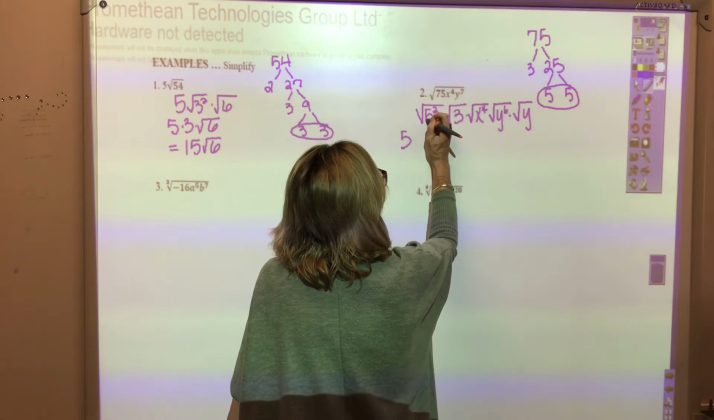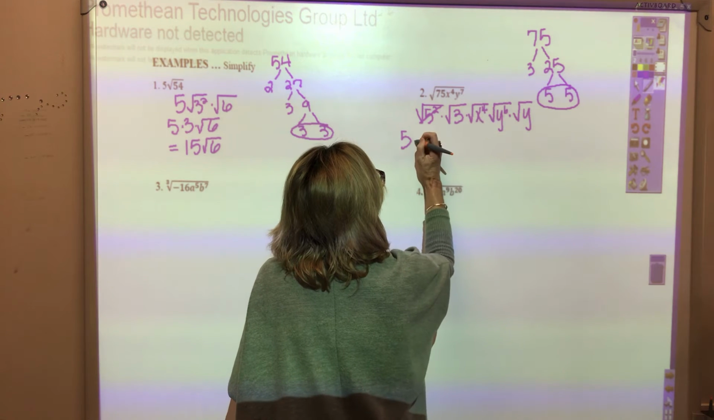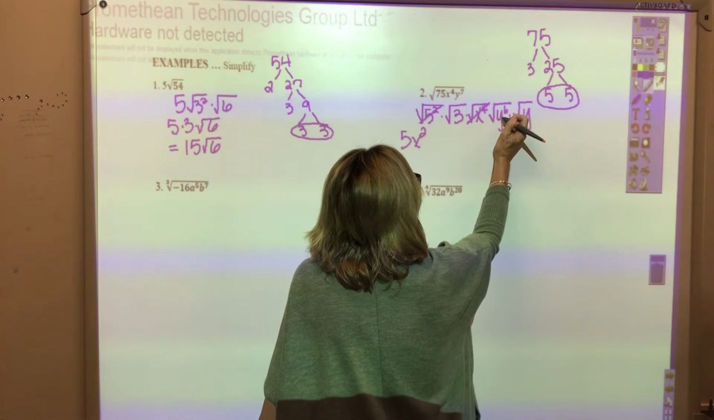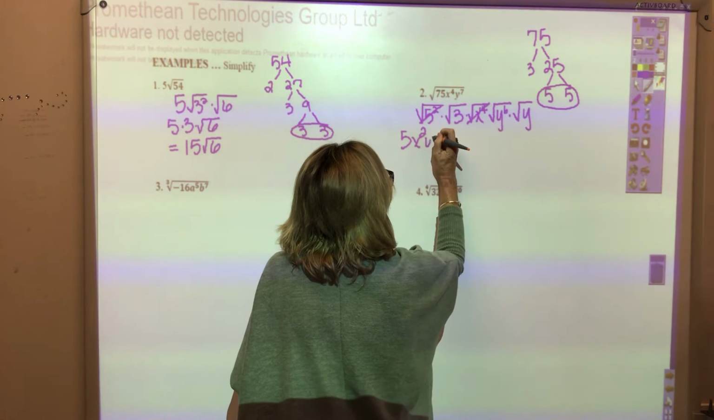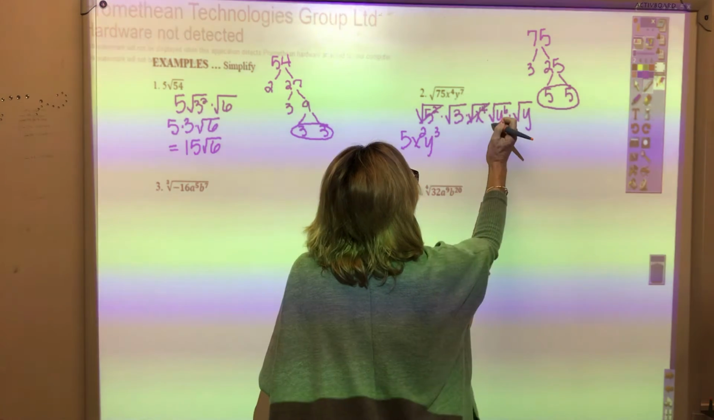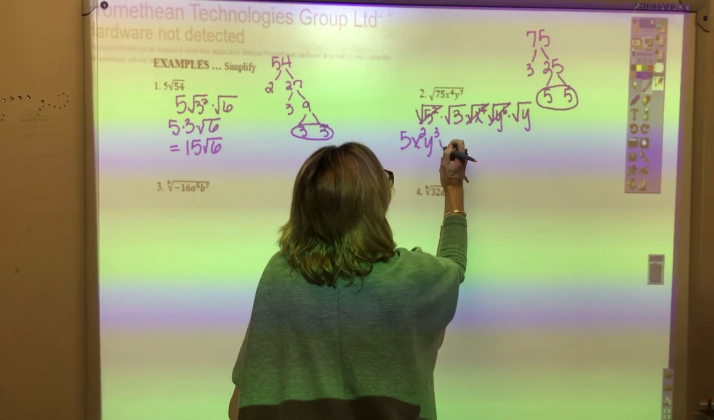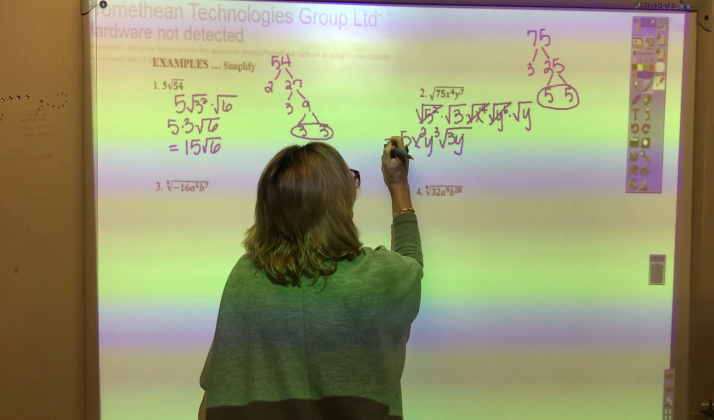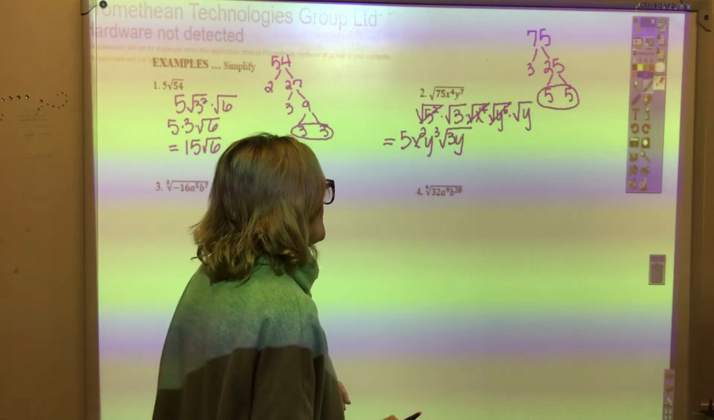When we divide by 2 here, we'd be left with x squared. When we divide by 2 here, we'd be left with y to the 3rd. And then the rest stays underneath the radical, so 3y. That would be our answer.